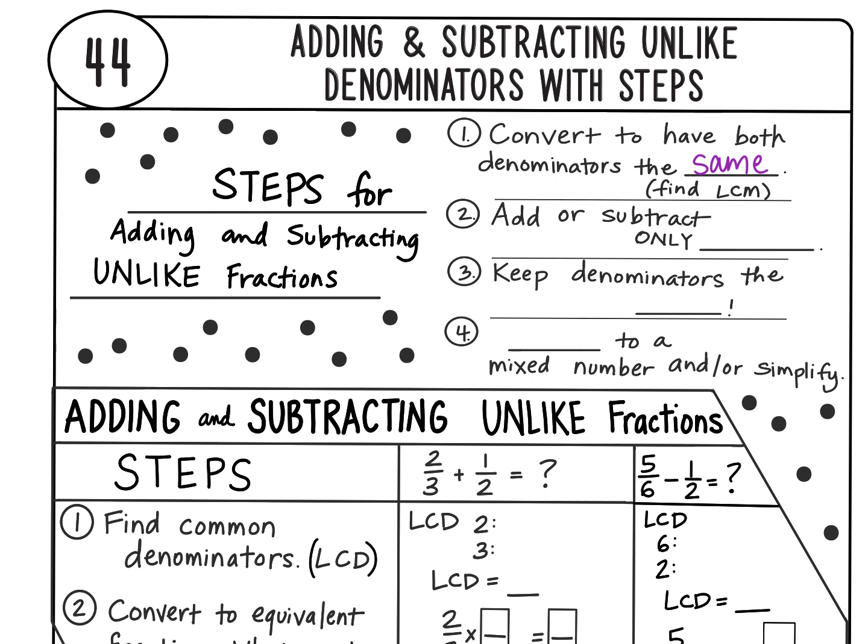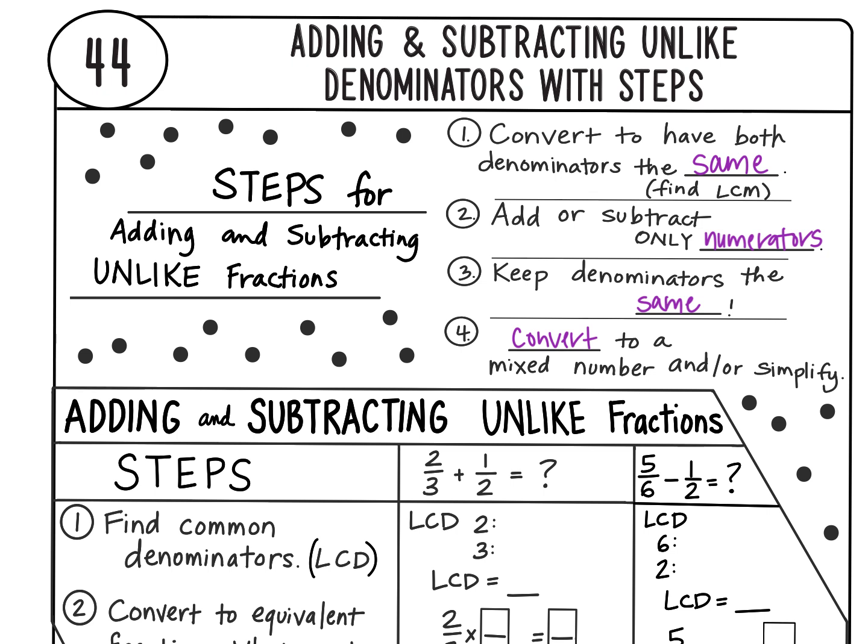Then once you have a common denominator, you add or subtract only the numerators. The rule is still the same. You are actually only going to add or subtract the numerators. You're going to keep the denominators the same. Then, depending on what your answer is, you may have to convert. Convert means to change. You may have to convert to a mixed number if you end up with an improper fraction as your answer, or you may just have to simplify your answer. Okay, so that's the last step.